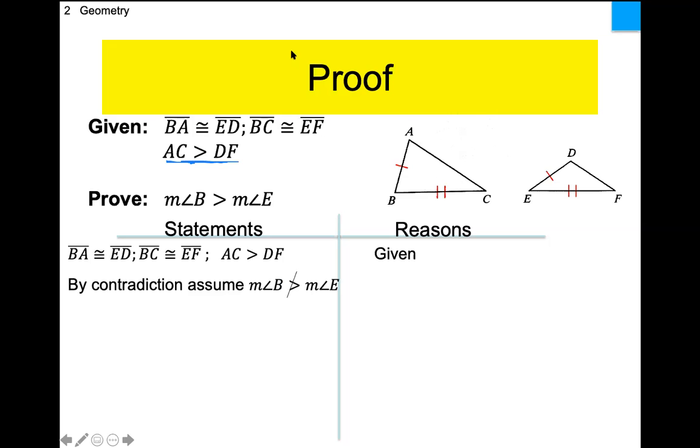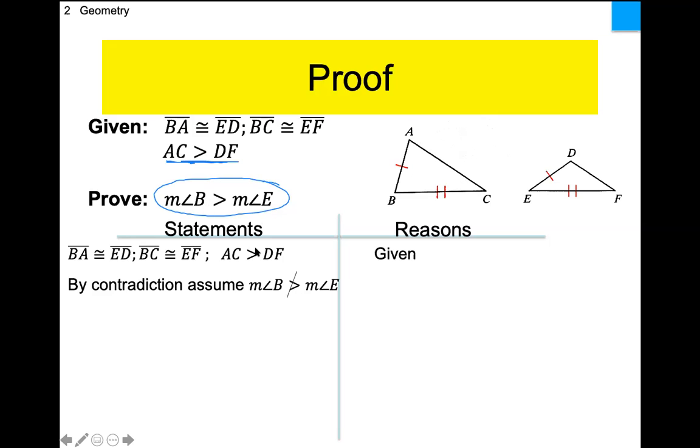When you do a proof by contradiction, once you declare that you're doing a proof by contradiction, you write the given, and your very next step is by contradiction. You take the prove and you negate it. Well, if measure of angle B is greater than angle E, to negate that, I would say it's not. Now, unfortunately, this brings up two cases. That means it's either equal or it's less than.